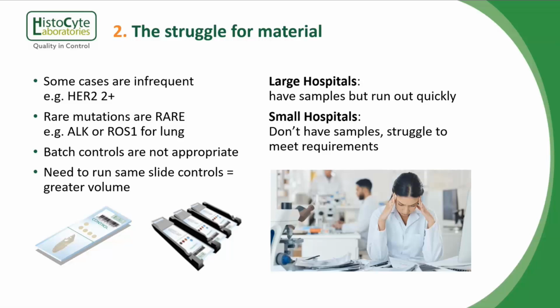So the last thing I think that affects them is the greater volume that comes from this. Having to use same slide controls means that the amount of material they need is really great, and it's a great demand on these laboratories. So they tend to run out quickly. So for the large hospitals, even though they might get these resections and they might have a greater abundance of material in their archive, they just simply run out due to their volume. And as mentioned already, the small hospitals tend to struggle just because they don't have such a depth of samples in their own collections.